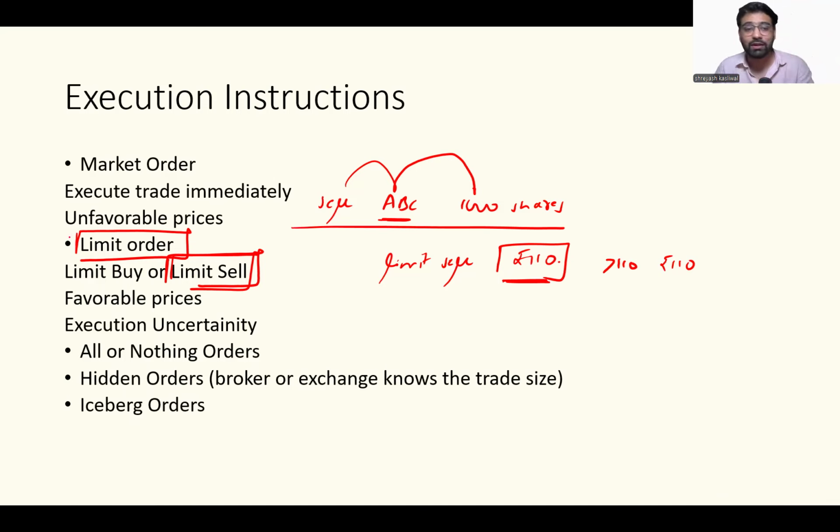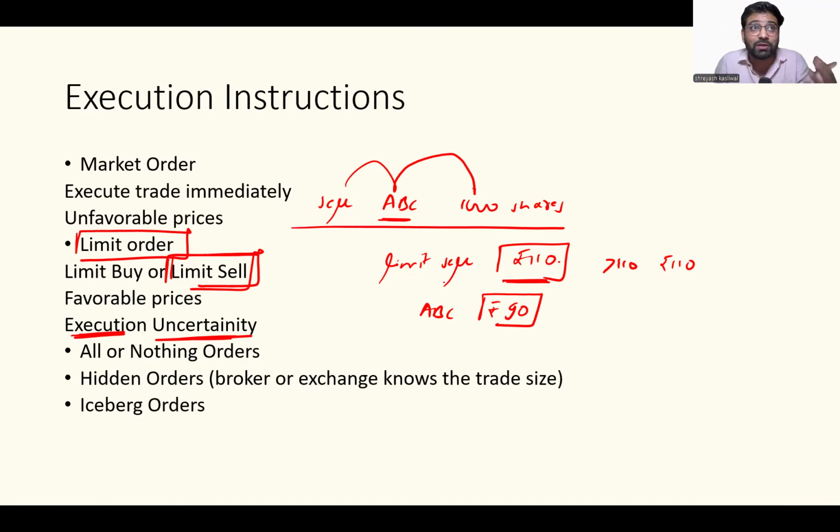But sir, the biggest issue with this is there is execution uncertainty. Meaning, sir, I have placed a limit sell order for rupees 110. That means I'm willing to sell the stock for at least 110 or more. Sir, what if currently the price in the market is rupees 90 for that stock ABC? That means my order might not get executed, right? There might be execution uncertainty.